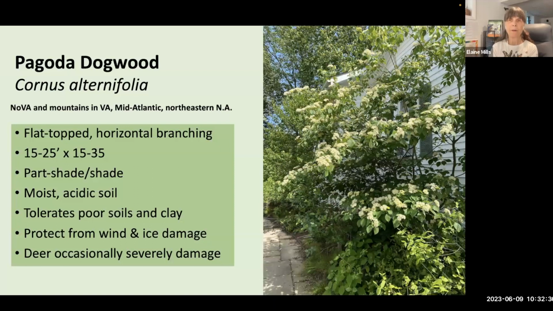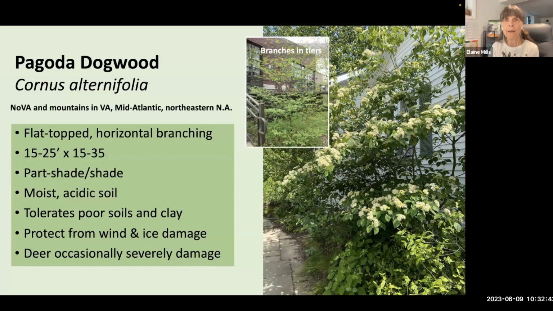Pagoda dogwood, another of our lovely native species, is Cornus alternifolia. It also has horizontal branching in tiers. It's a little shorter, 15 to 25 feet high, and prefers part to full shade. You can plant it singly, as I have done here in my garden. It's also attractive grouped around patios or in woodland gardens.